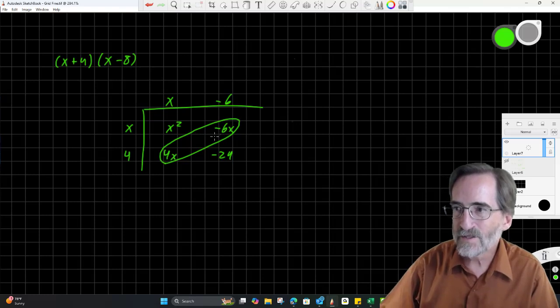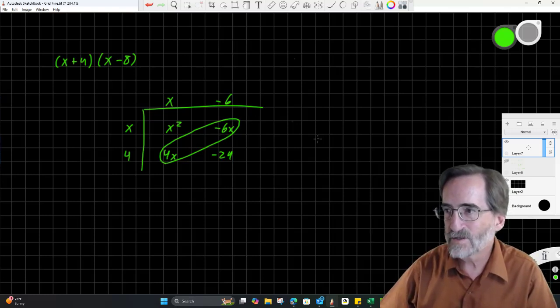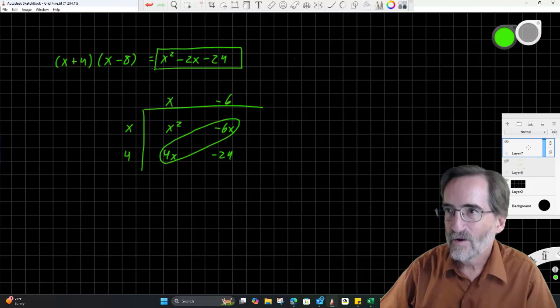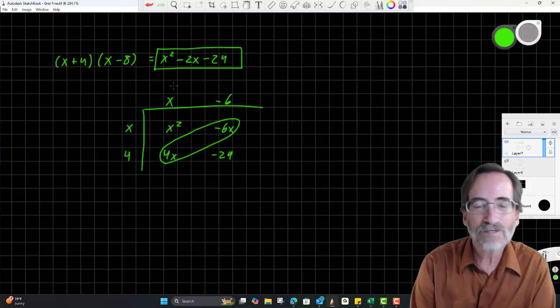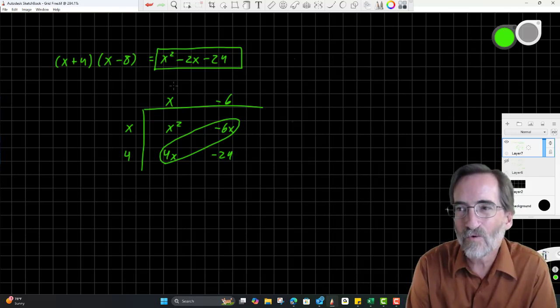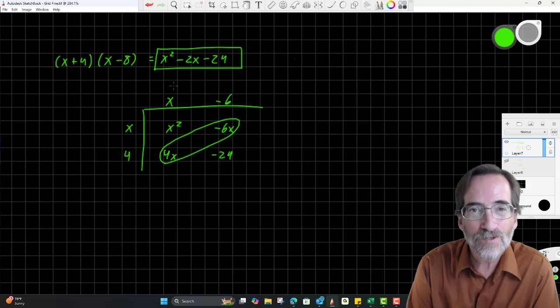4x minus 6x is negative 2x. So the answer is x squared minus 2x minus 24. Okay? All right, so that's how to use the grid technique for multiplying two binomials or two polynomials.